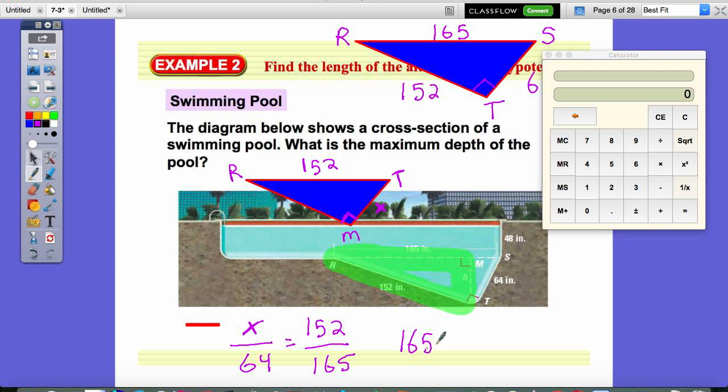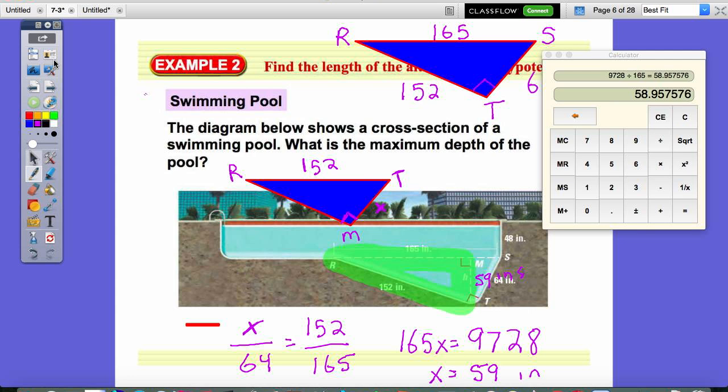165 times X is 165X. 64 times 152 is 9,728. 9,728 divided by 165 is roughly about 59 inches. So this MT is 59 inches.